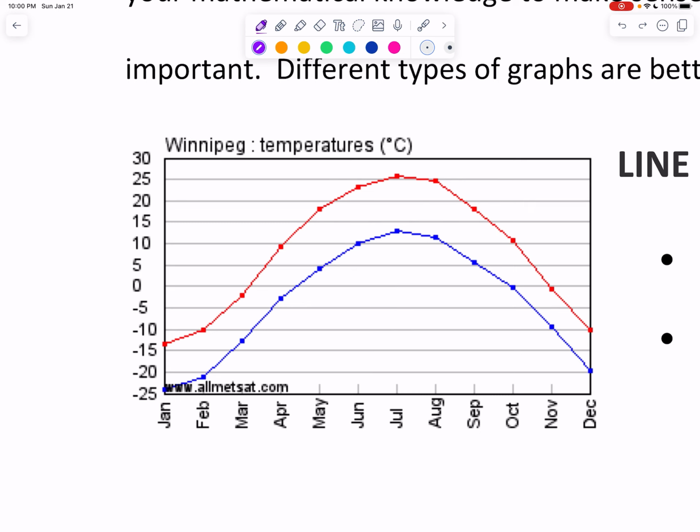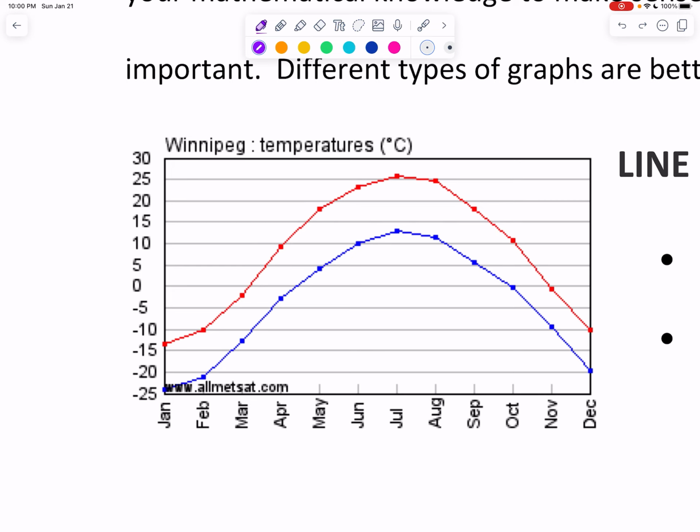But I could imagine that the red probably represents the average high temperature, whereas the blue likely represents the average low, right? Because every day if you check the weather network, they'll give you the high for the day and the low for the day. Likely what's going on here. Now, if I look at all this data and I plot it, I can see a pattern going on.